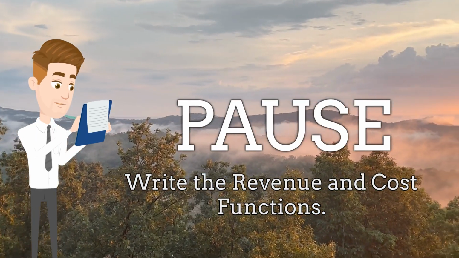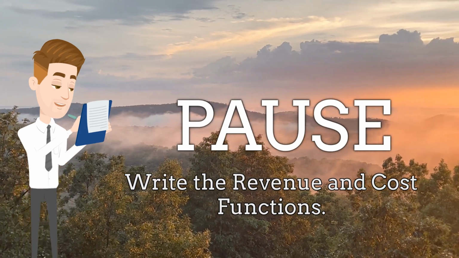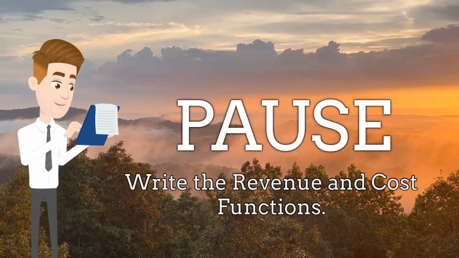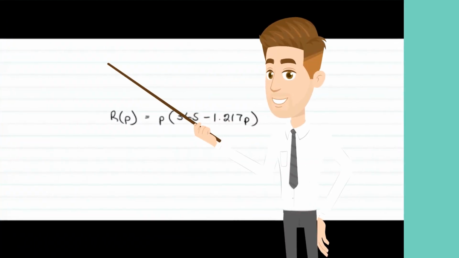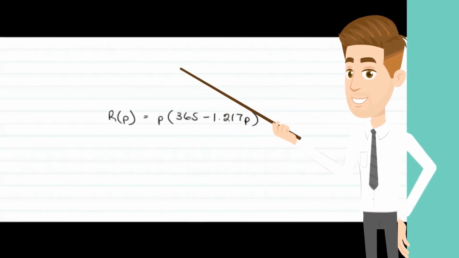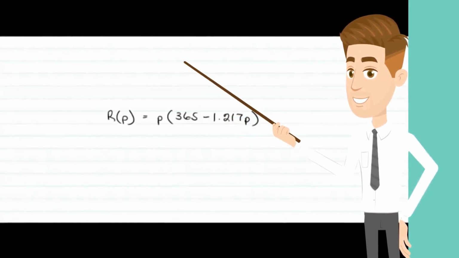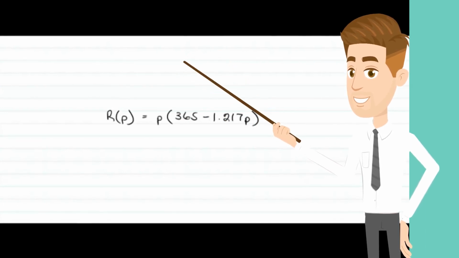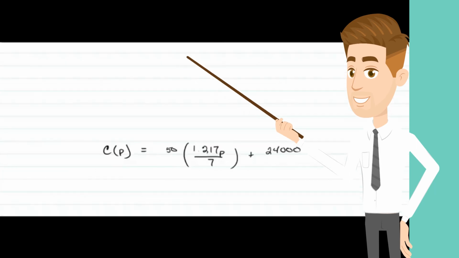Pause the video, write the revenue and cost functions. The revenue function will equal the price times the number of days. So P times (365 minus 1.217P).